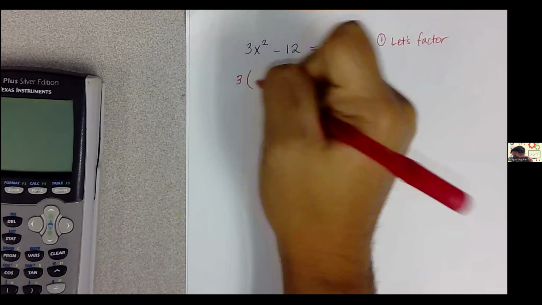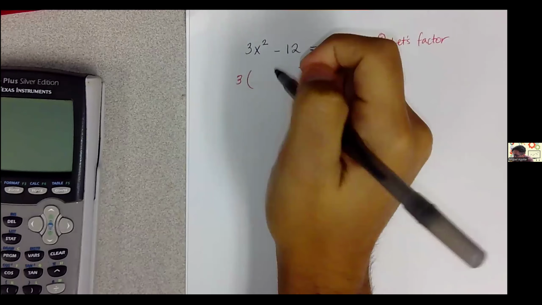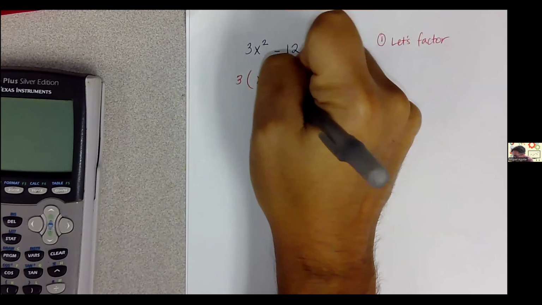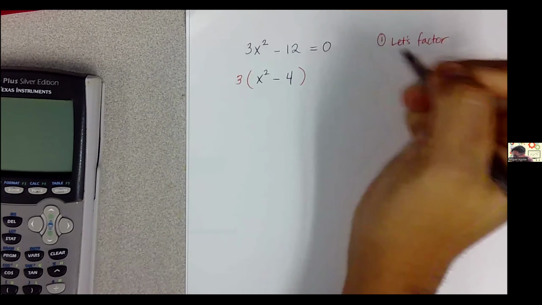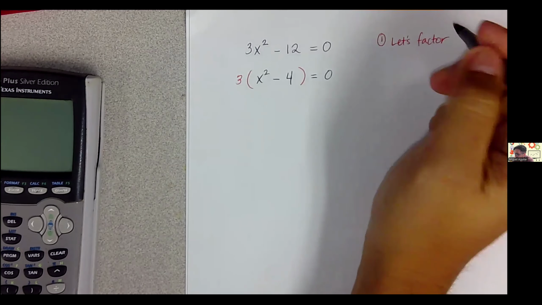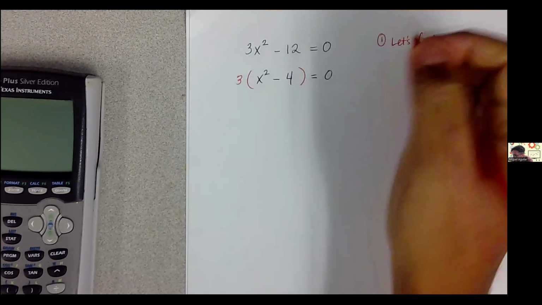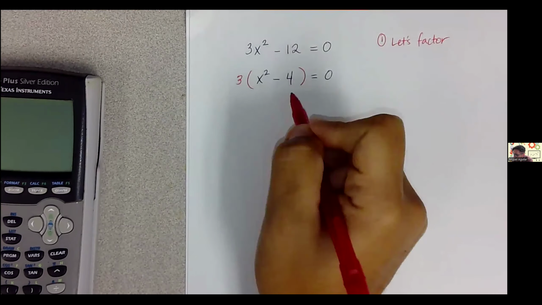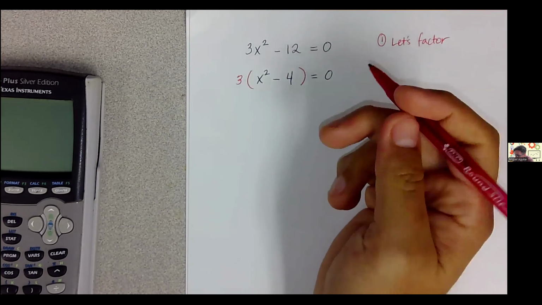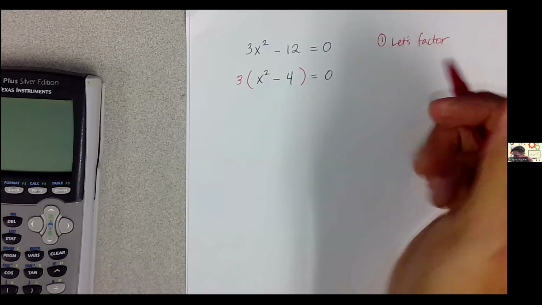So we have 3 and parentheses, and then we'll reverse the distributive property to figure out what goes inside the parentheses. So 3 times x squared minus 4 equals 0. Okay. So now, hey, look at that. We factored it, but we might ask ourselves, is this completely factored? If it's not completely factored and we can do something more, then we should continue factoring until it's all the way factored.